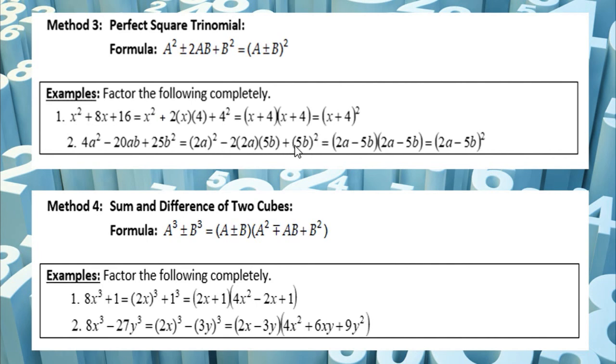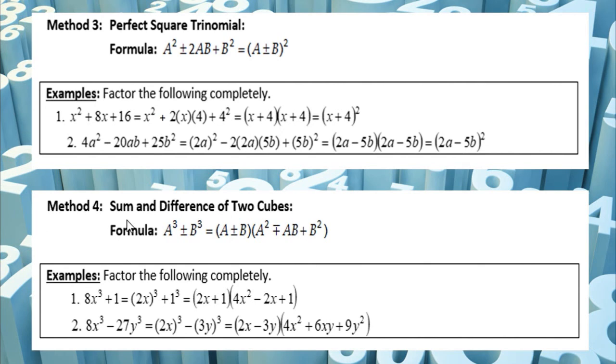So, ang atong second term sa binomial, 5b. So, mao ning minus 2 times 2a times 5b plus ang kani siya atong 5b quantity square. So, that can be written as 2a minus 5b times 2a minus 5b or is equal to 2a minus 5b quantity square.